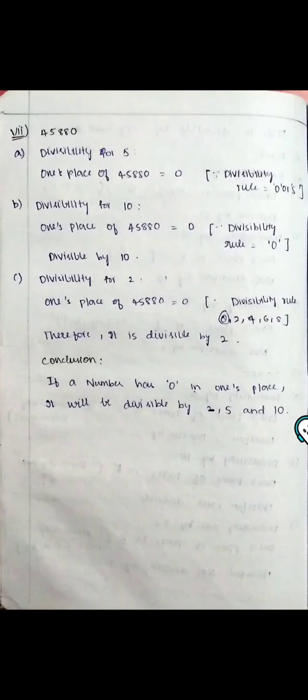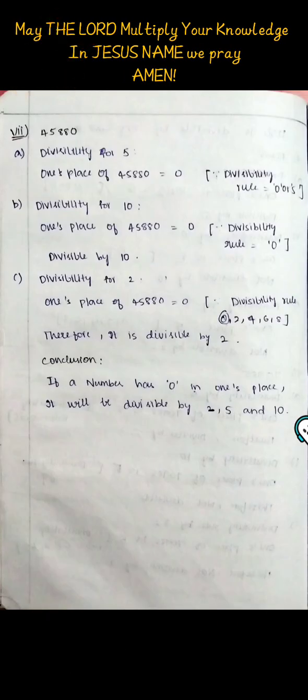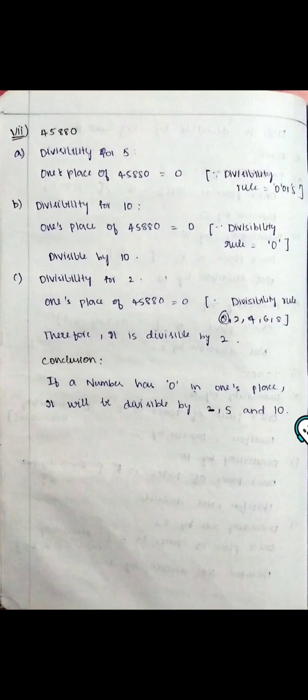The next number is 45880. Divisible by 5? The number ends with 0, which is divisible by 5, because the divisibility rule says the ones place digit should be either 0 or 5. Divisibility by 10: the ones place should be 0, so it satisfies the condition and is divisible by 10. Divisibility by 2: the ones place is 0, 2, 4, 6 or 8, so it satisfies the condition and is divisible by 2.